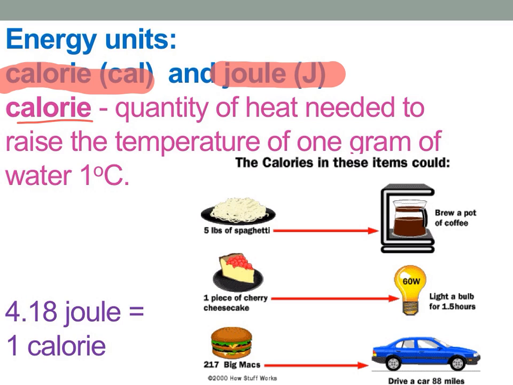So let's look at the first one. A calorie is the quantity of heat needed to raise the temperature of 1 gram of water by 1 degree Celsius.